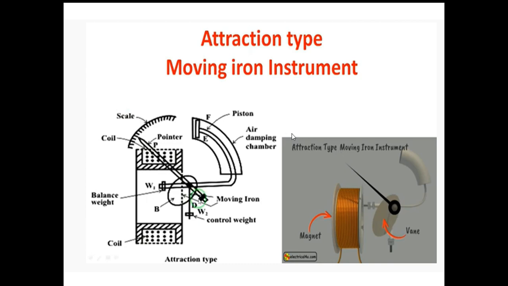Please all of you note down this diagram, very important. In examinations they are asking continuously: explain the attraction moving iron type instrument or repulsion moving iron type instrument. Okay, please note down.